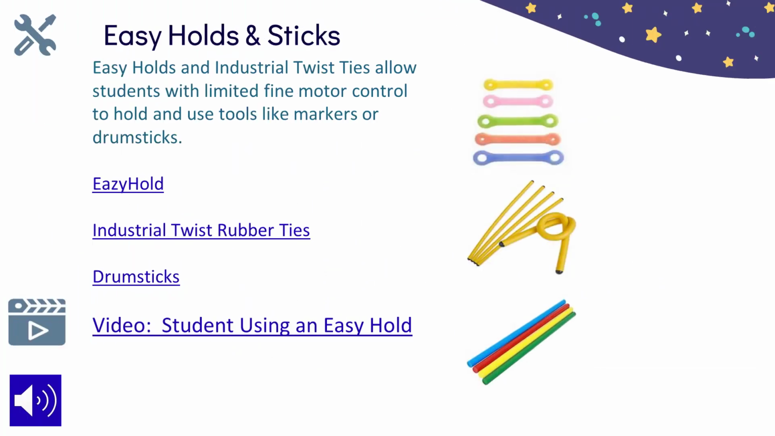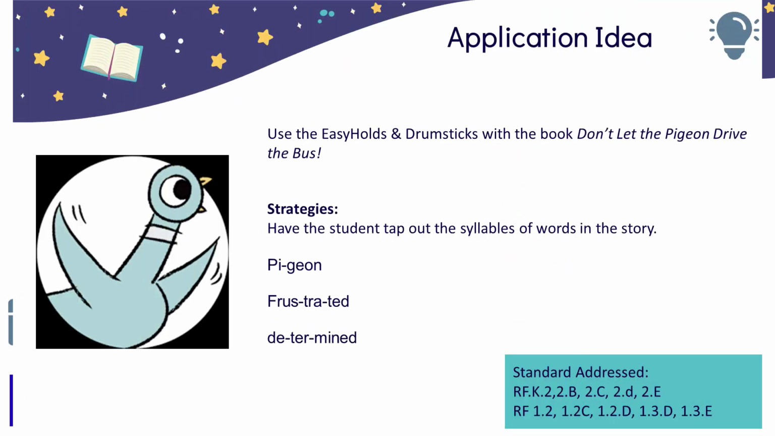Easy holds or industrial twist ties can be used to help students who cannot grasp a writing utensil or a stick for tapping out syllables. See the video to see this in action. Here's an idea. Use the easy holds and the drumsticks to have the students tap out the syllables of the words in the story.